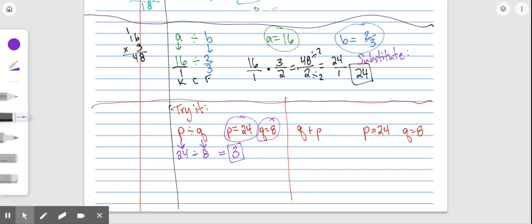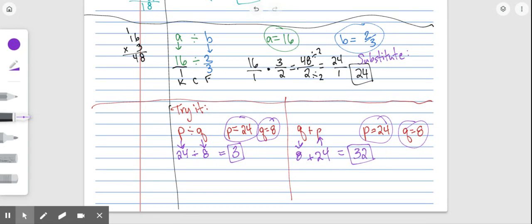All right, let's try the second one. Again, p equals 24. So instead of a p, I put 24. There's an addition sign. I don't have to worry about that. And then instead of a q, I put an 8. So 8 plus 24. You might have to do this on your hands or on your fingers if you want to. The answer is 32. So q plus p equals 32 when p equals 24 and q equals 8.